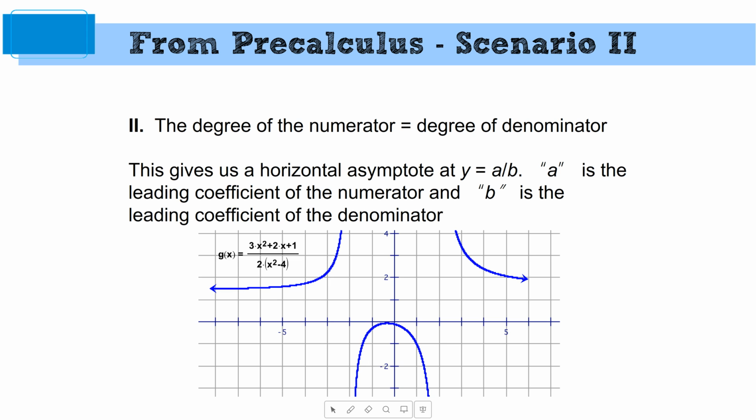Case number 2. If the degree of the numerator matches the degree of the denominator, then you take the ratio of the leading coefficients. Are we okay with the term leading coefficients? What's the leading coefficient in the numerator? 3. What's the leading coefficient in the denominator? 2. Outstanding. Therefore, our horizontal asymptote, even though it's not in the picture, would be at 3/2, also known as 1.5.